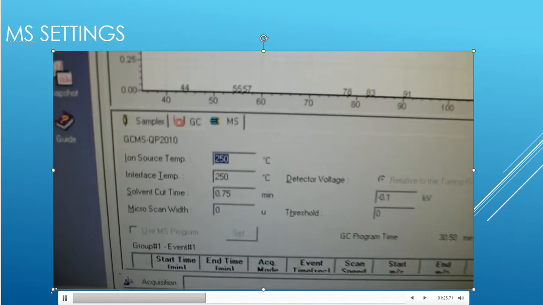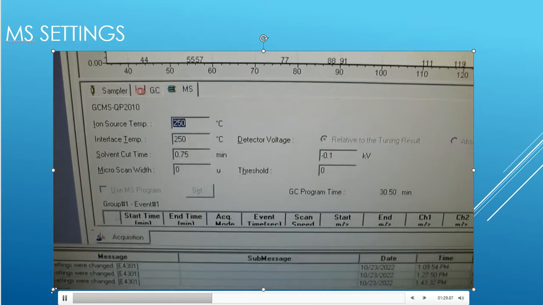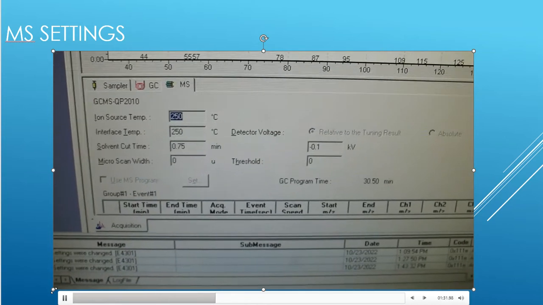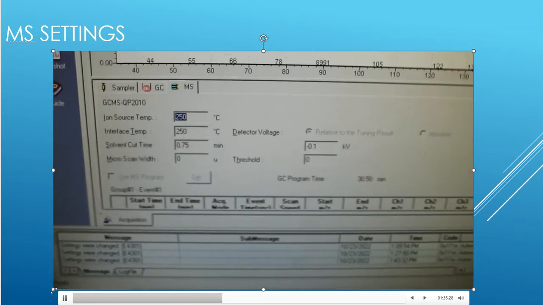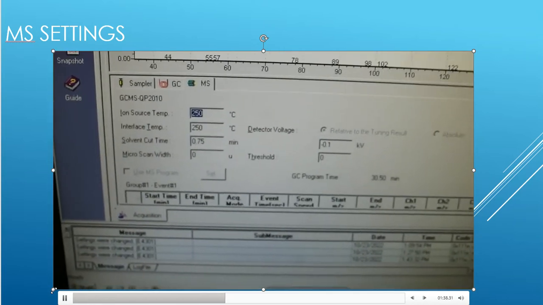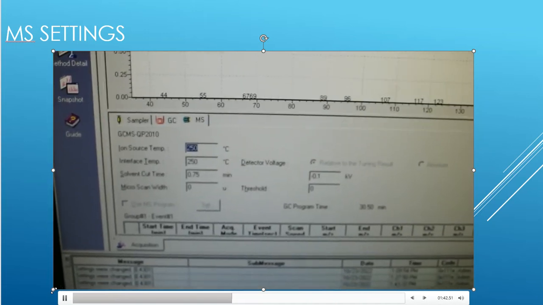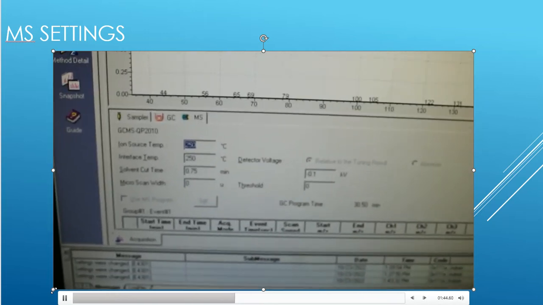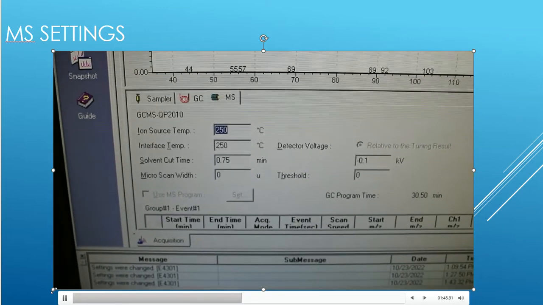The solvent cut time is the next one. The solvent cut time you see at 0.75. So this is an idea that the solvent that maybe my sample is in, because it's not completely pure, we've put just a few drops of material into a solvent that's typically methanol or acetone or acetonitrile, and that solvent will take some time to come through the machine as well.